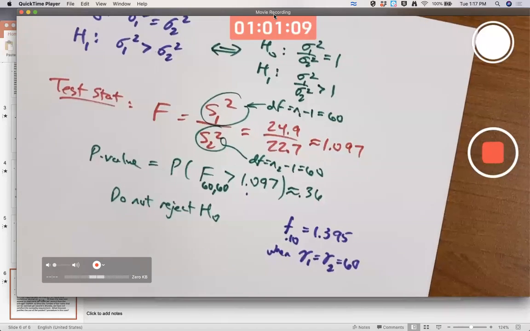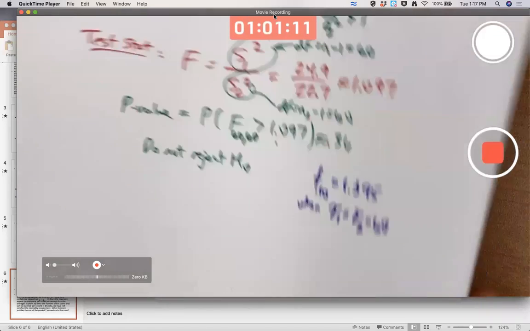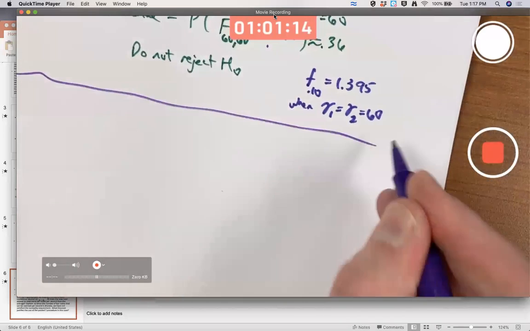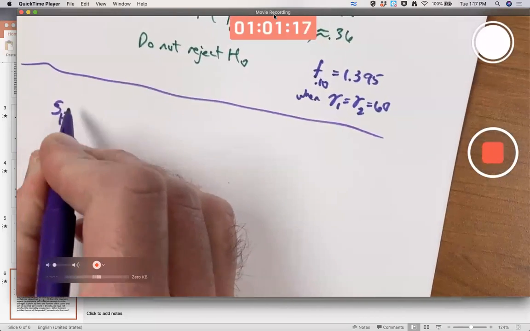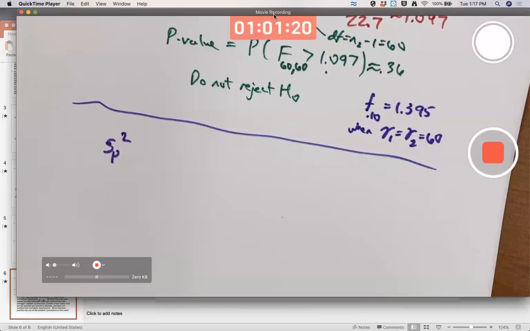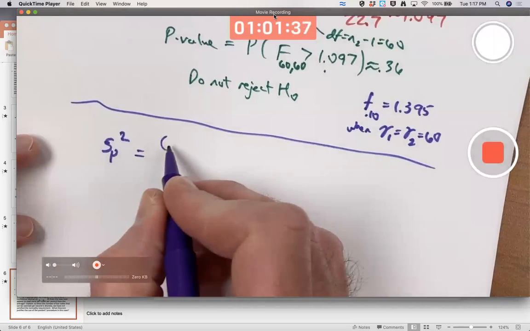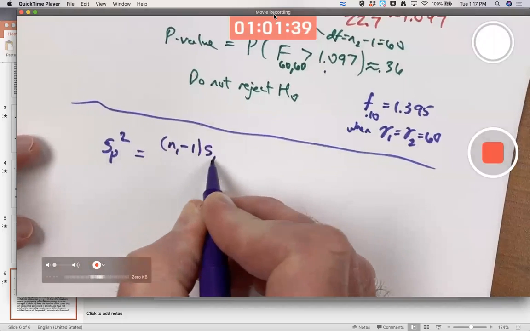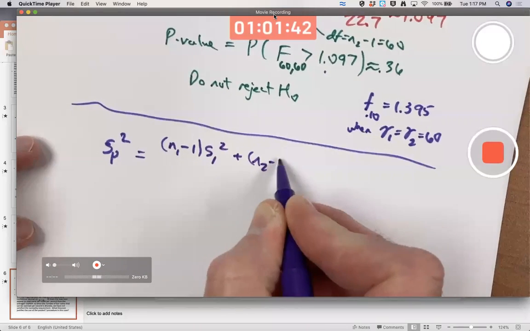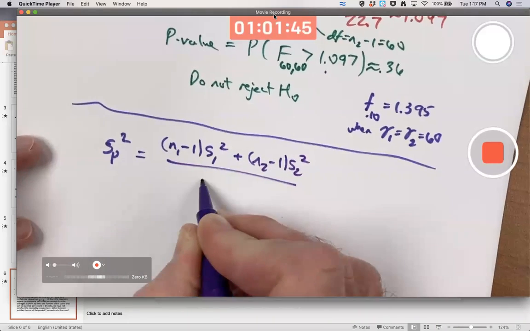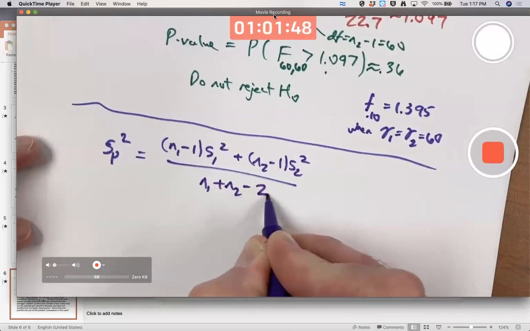So pooling is appropriate here. So what does that mean? How do you find the pooled variance, S P squared? Again, the P stands for pooled. It's a weighted average of S1 squared and S2 squared. But the weighted average formula is a weirder formula than the one for the pooled proportion. It's n1 minus 1 times s1 squared plus n2 minus 1 times s2 squared, all divided by n1 plus n2 minus 2.